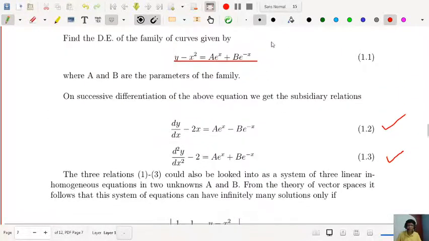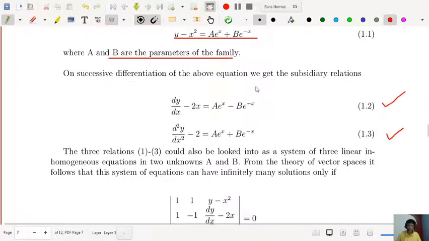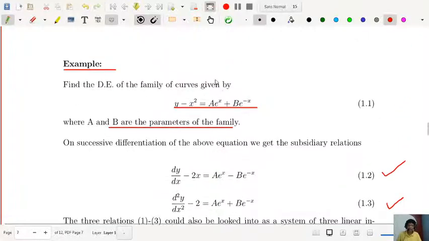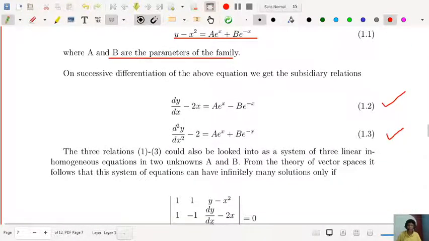So these three relations, look at the relations. These three relations involve a and b, the parameters. If you want to eliminate the parameters, you can write in this determinant form. Just consider them as a system of 3 linear inhomogeneous equations in 2 unknowns a and b.